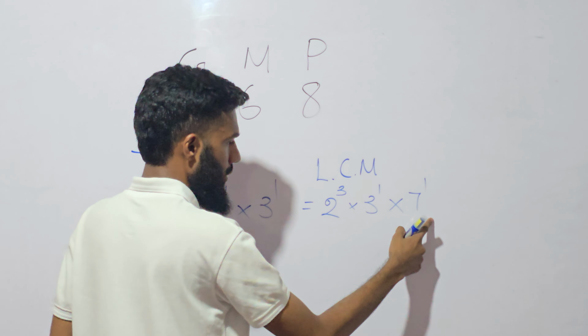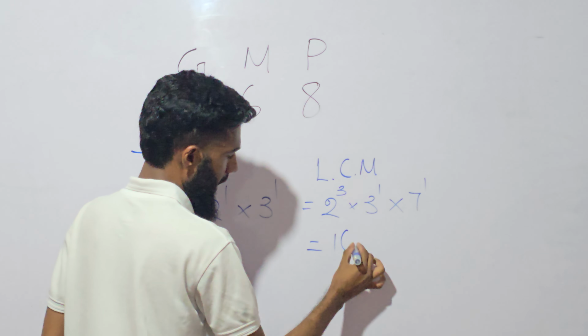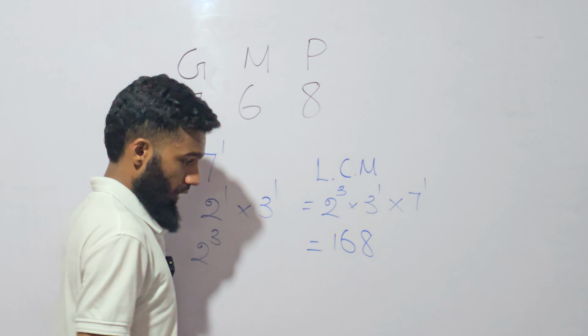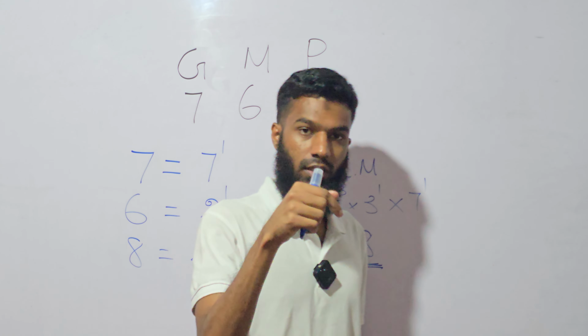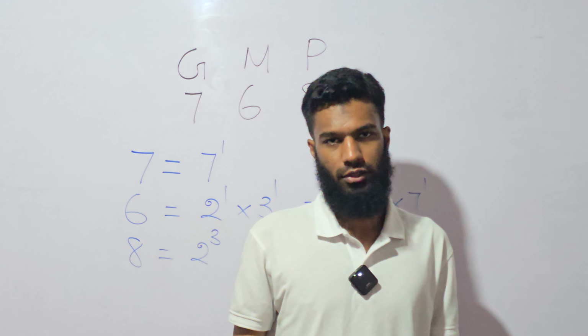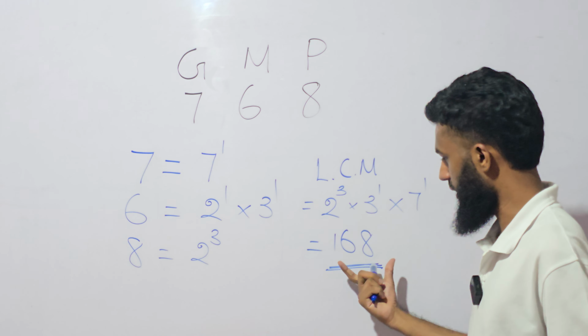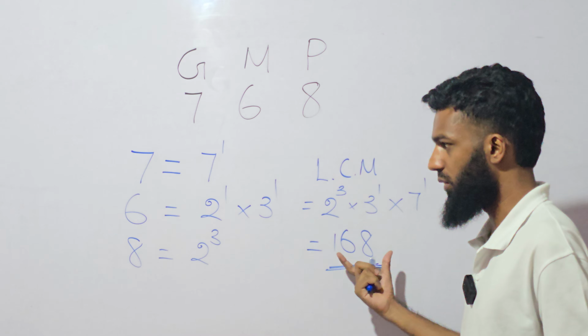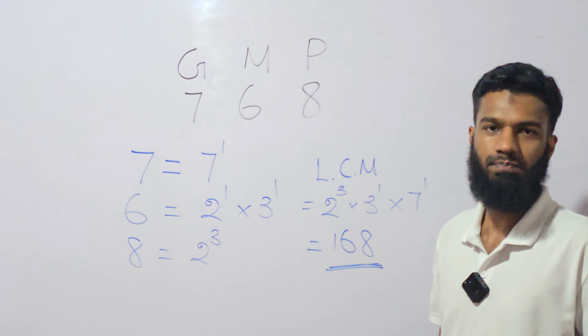So 7 times 3 is 21. 21 times 8 is 168. That means after 168 days, they will meet each other at the same location. This number is divisible by 7, divisible by 6, divisible by 8.